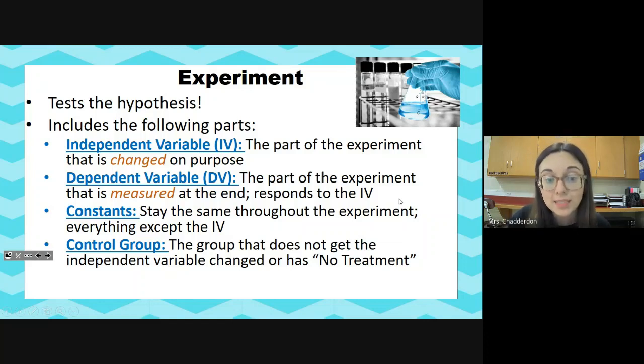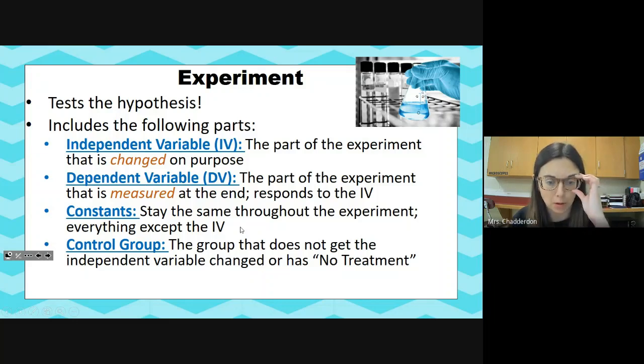numbers. A constant is something in the experiment that needs to stay the same throughout the experiment. Everything in your experiments should be constant except for your IV. Your independent variable is the only thing we change. So if I'm looking to see how water affects plant growth, I might give plants different amounts of water. Okay, I change that, but the amount of sunlight is going to stay the same. The amount of soil is going to stay the same. The type of plant is going to stay the same.